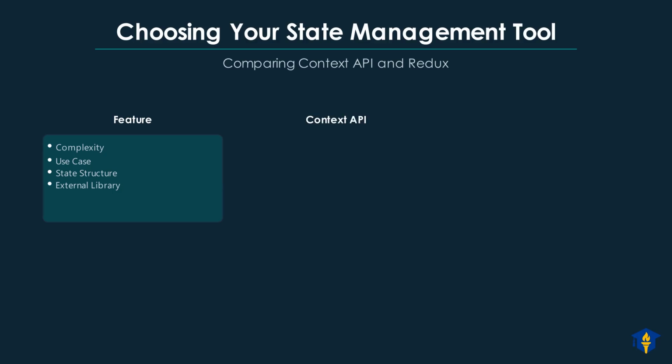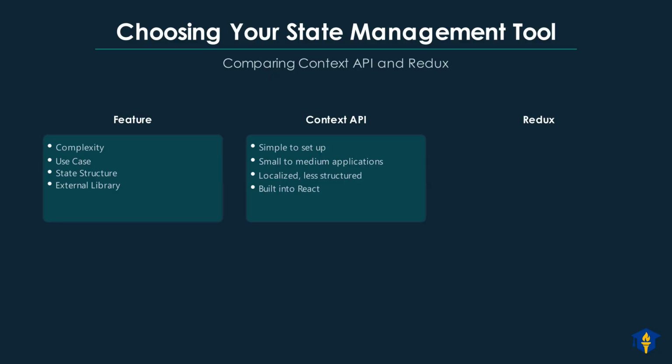Now, let's explore the characteristics of the React context API in detail. The context API is generally quite simple and straightforward to set up and implement. It is particularly well suited for small to medium-sized applications requiring global state. State managed with context API tends to be more localized and less rigidly structured. A significant advantage is that the context API is already built directly into React itself.